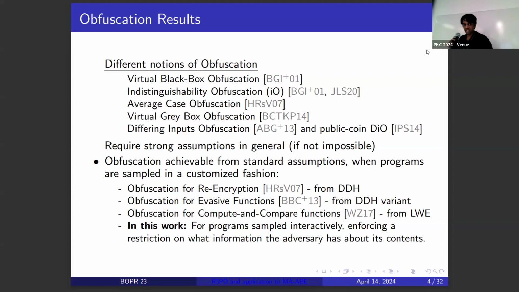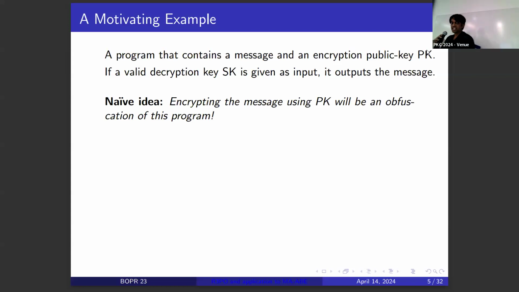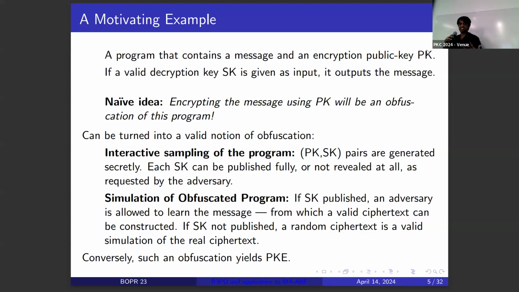In this work, we want to look at obfuscation in a slightly different way. We want to look at programs that are obfuscated as coming from some sampling that was done interactively. So we introduce an interaction, and the obfuscation is a result of the interaction. And this somehow constrains the adversary and helps in guaranteeing security. To give a motivating example, look at public key encryption. What you want to obfuscate is a very simple program which has the message in it as the secret, and if you give the secret key, you reveal the message. Encrypting the message under the public key is a very naive but valid obfuscation. It can be argued that there is interactive sampling, but you can also simulate. If the adversary is not given the secret key, then from semantic security the ciphertext reveals nothing. And if he's given the secret key, he learns the message.